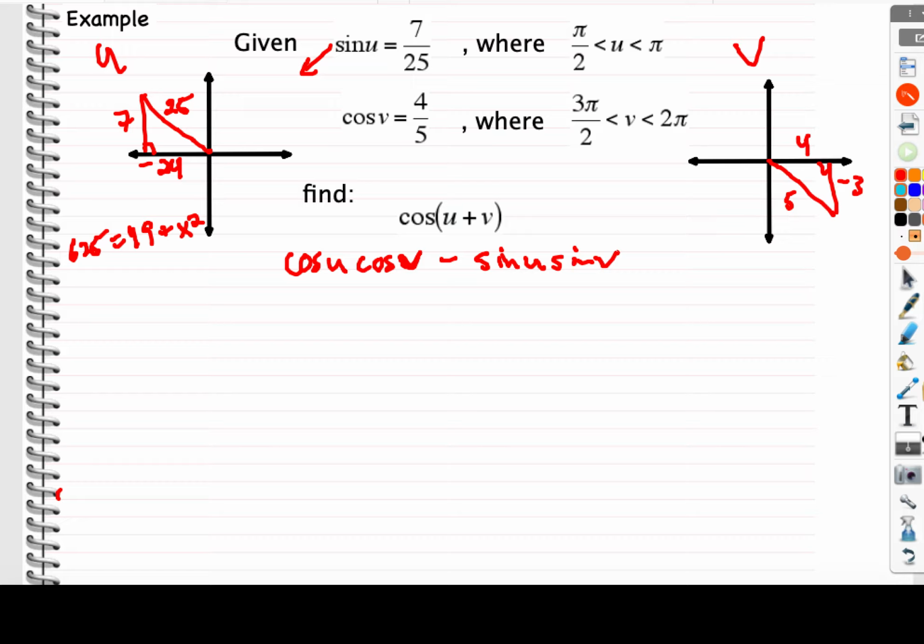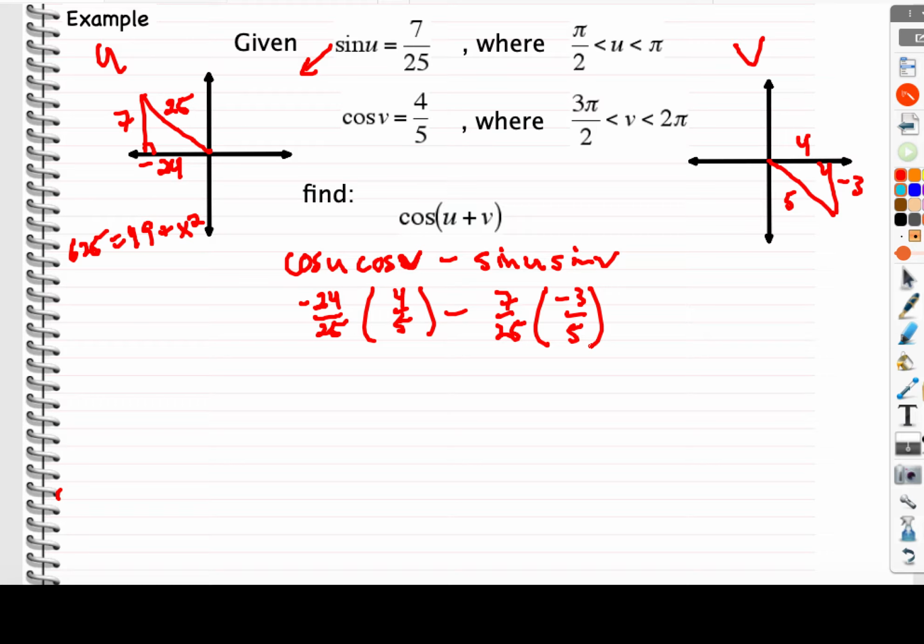So now let's find our values here. The cosine of u is negative 24 over 25 times the cosine of v. Well, now remember, go to our picture at the right over here. Cosine of v, which actually was a given, is 4 over 5. So we're just going to say this is 4/5, minus the sine of u, that's 7/25, and sine of v. The sine of v from our picture would be opposite over hypotenuse.